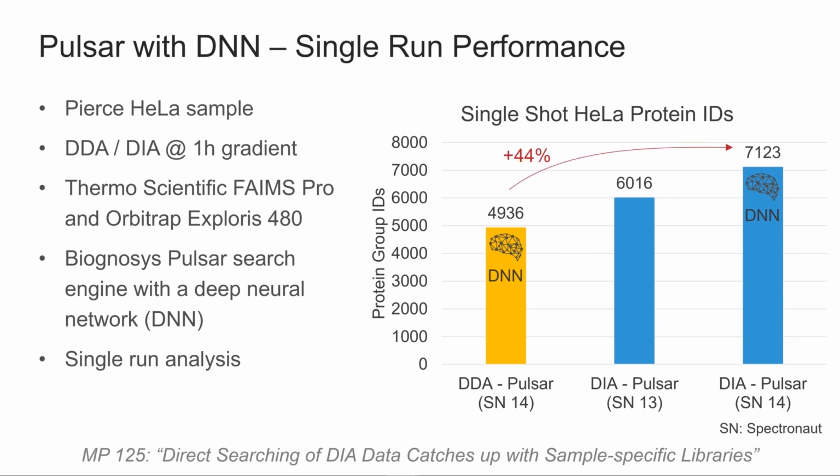Now this is very striking because we get a 44% improvement when going from DDA to DIA on this setup that I show on the left, but also we get a more than 20% improvement when we use the deep neural network scoring on the DIA data using the new Pulsar search algorithm.